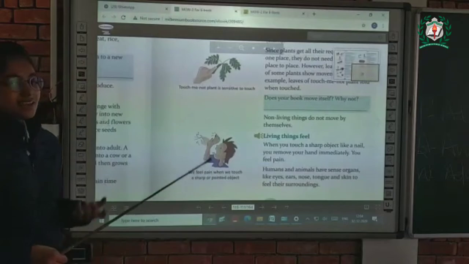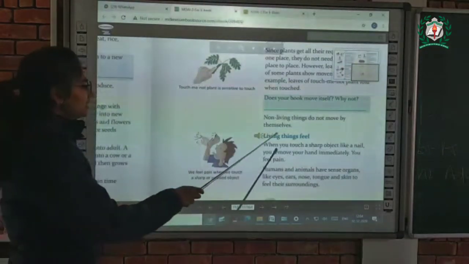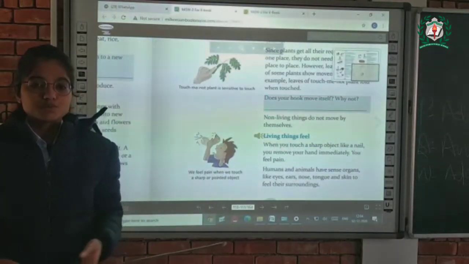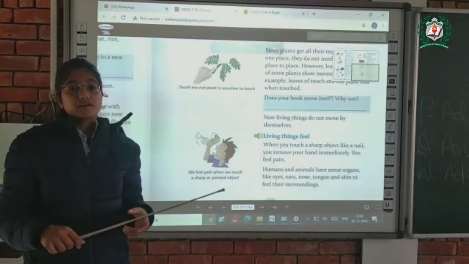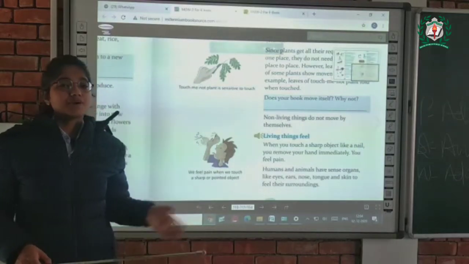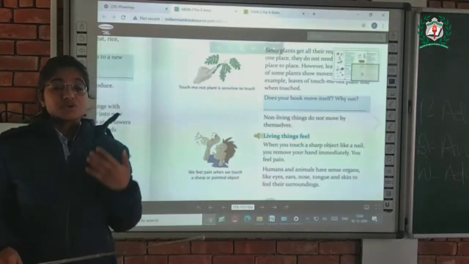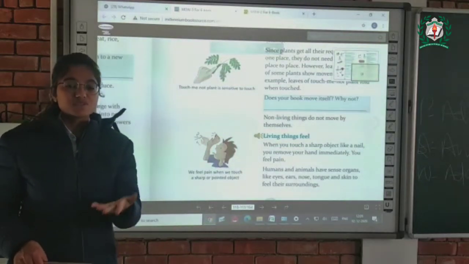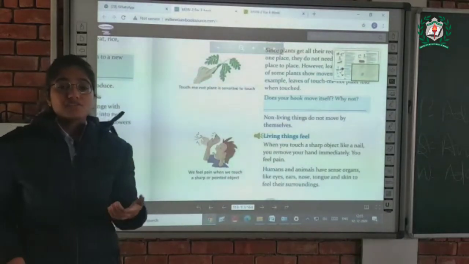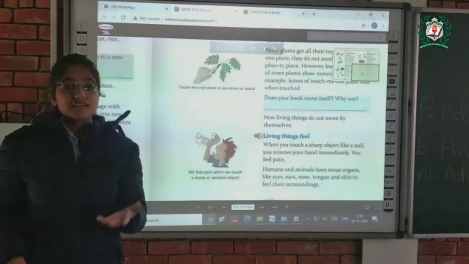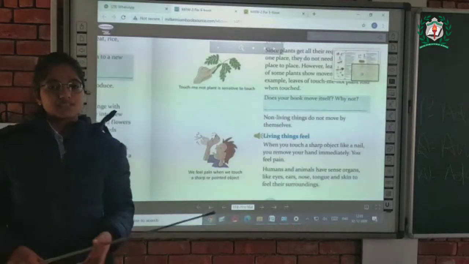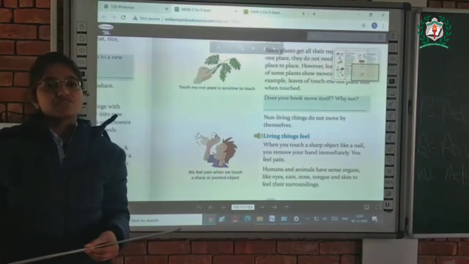Next characteristic of living beings is that living things feel. So students, when you touch some sharp object, or any hot object or any cold object, then you immediately put your hand back, because you can feel the hotness of that object, you can feel the coldness of that object. Or if you have touched any sharp object, say a nail, then you will immediately put your hand back, because you can feel all these things. This is because living things can feel.